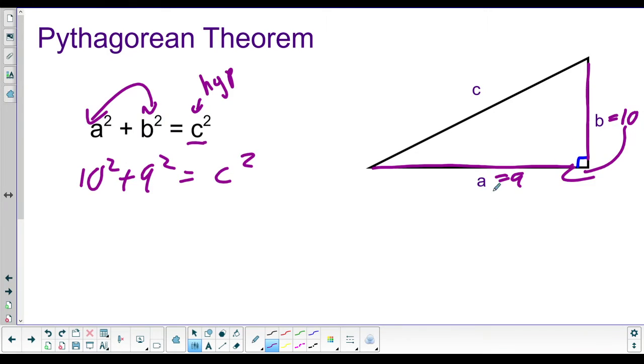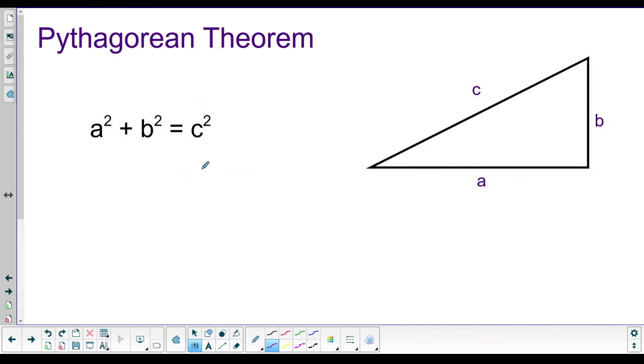A and B are switchable. The only one that really matters that you don't mess up is C. It has to be the hypotenuse. Okay, so this should be review, hopefully.